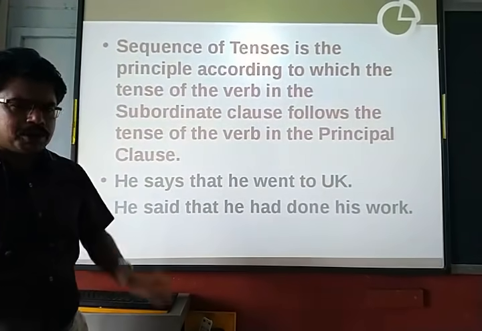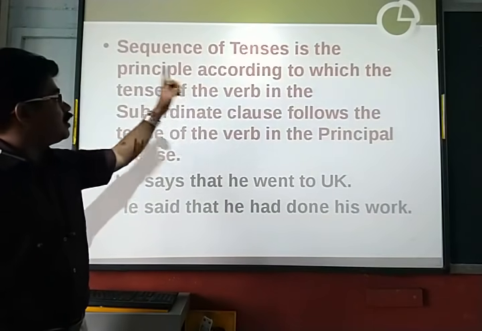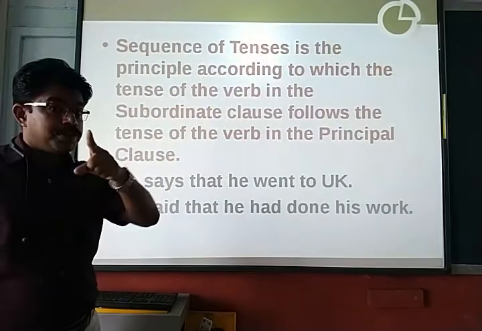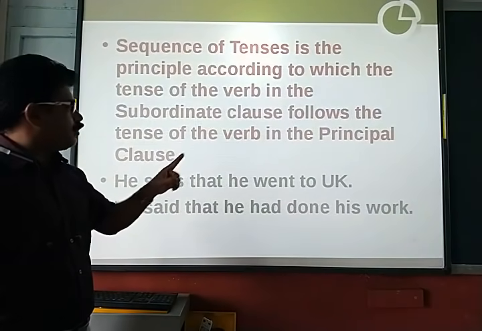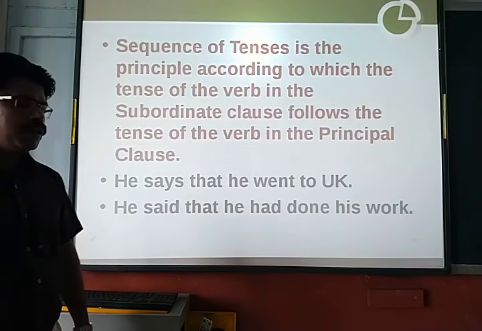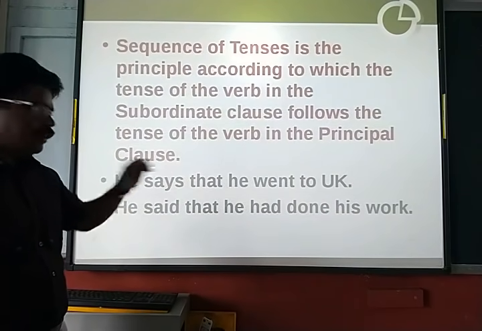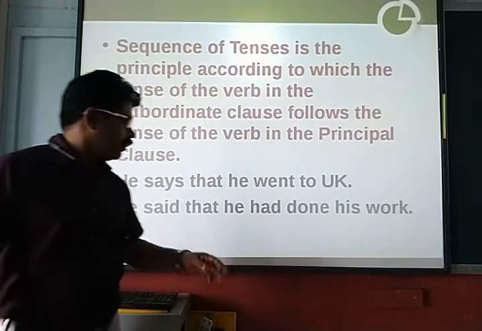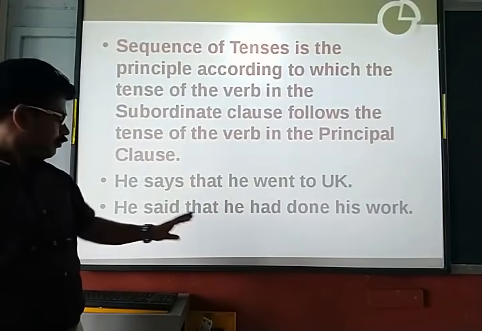This is a very short topic. We will complete it very fast. So sequence of tense is the principle according to which the tense of the verb in the subordinate clause follows the tense of the verb in the principal clause. That is the only thing you need to keep in mind. Let's see here. He says something. What does he say? He says he went to UK.